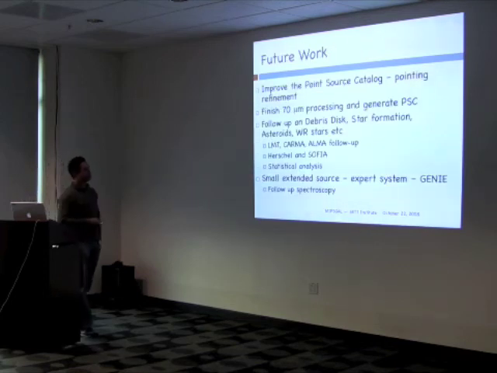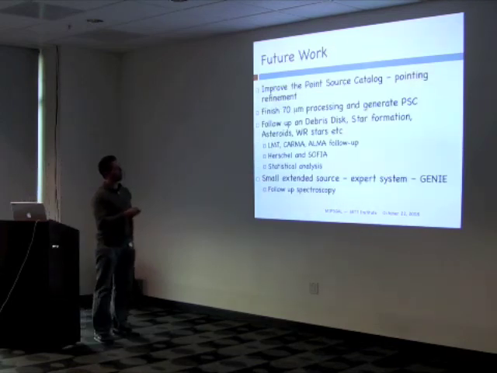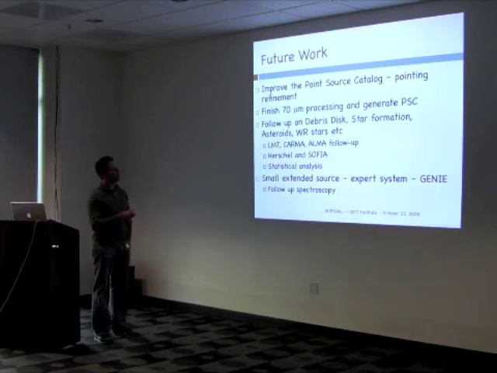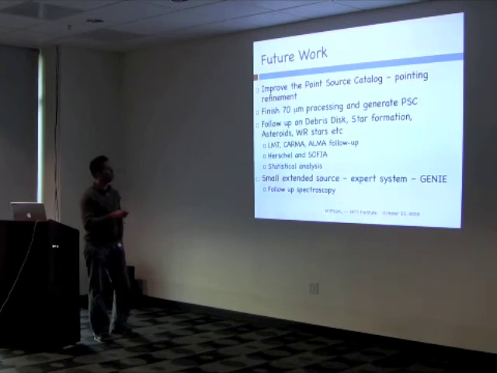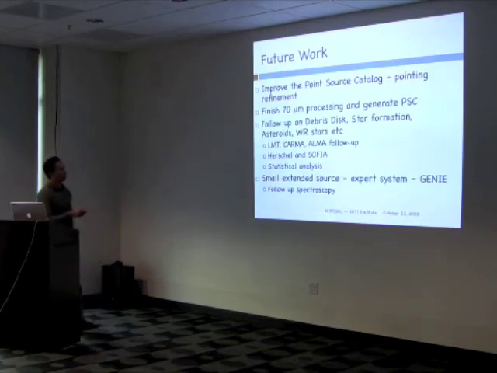What can we do next? We have to improve the point source catalog. As you saw, even though the astrometric accuracy was 0.8 arcsecond, we can improve that number by doing something called pointing refinement. That needs to be done, which I'm not sure if I'll get to do it, but we'll see. Then we have to finish the 70 micron processing, which is taking us a long time. There is a lot of trouble with removing artifacts and processing. So that will be a next big project for us.